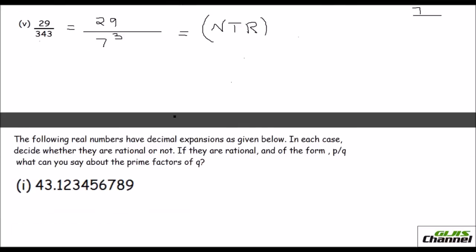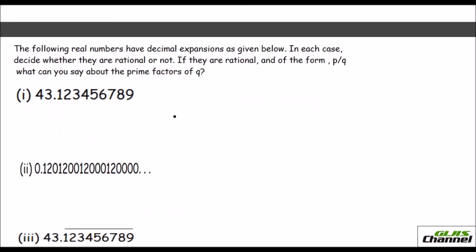Now let's go on to the next set of questions. Here they say the following real numbers have decimal expansion as given. In each case, decide whether they are rational or not. Okay, if they are rational and of the form P over Q, what can you say about the prime factors of Q? Okay, now let us do this one.